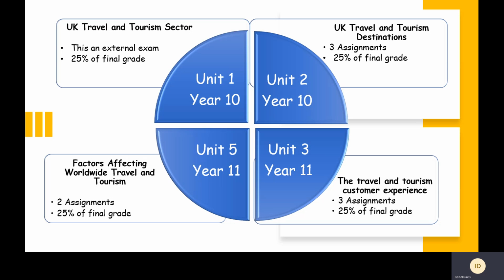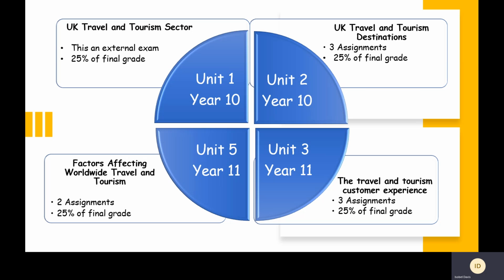The second unit that we do in year 10 is about UK travel and tourism destinations. So we're going to look specifically at coastal locations, more rural locations, and city locations as well, and how tourists access those different places. We'll be planning holidays and trips as well for different people to move around the UK. And this one is internally assessed. That means it's 3 assignments, and this will be 25% of the grade.